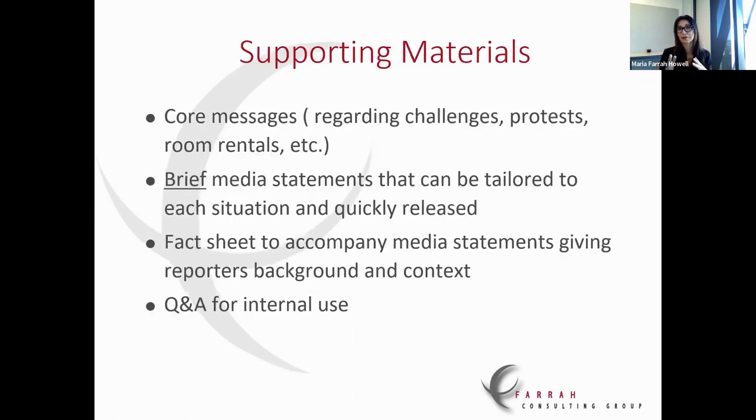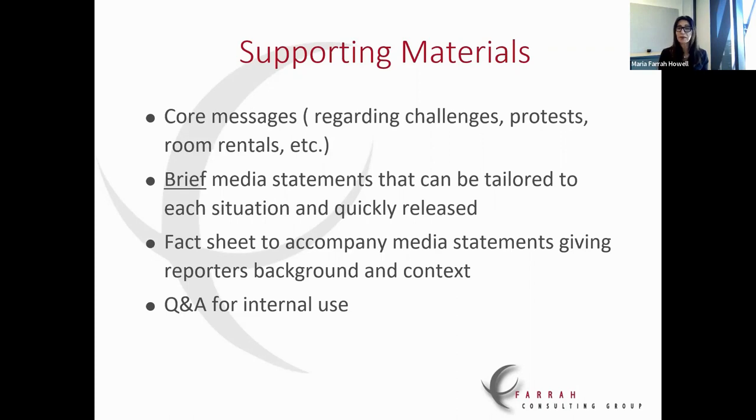So there are things you can lean on in a crisis. The first thing is your materials. Core messages, which we're going to get into in a minute, are basically how you're framing the issue for everyone and how you're setting the narrative. That's what Celeste was saying about first out of the gate: the words, how you're describing the situation, that you can nail down now. Then media statements that can be tailored and quickly released.